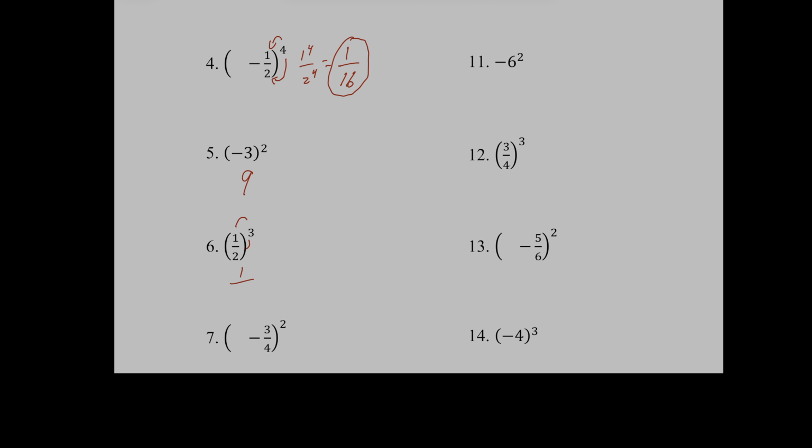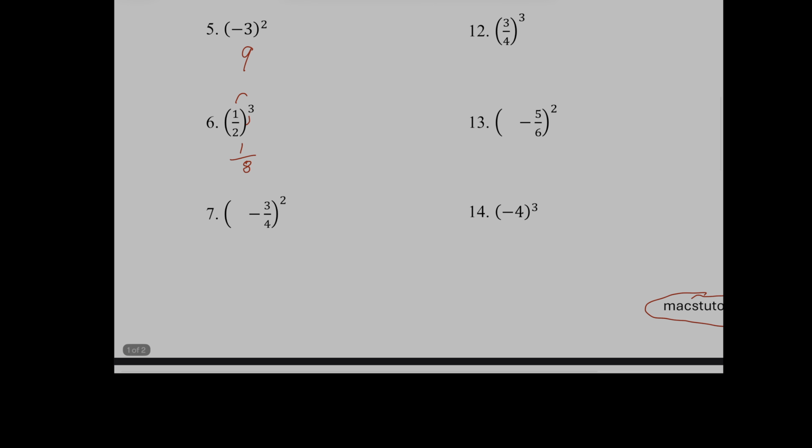This one, I'm going to cube both of these. 1 cubed is 1. 2 cubed is 8. 2 times 2 times 2. Number 7, I can tell you right now my answer is positive because I have 2 negative signs. That's going to give me 9/16.